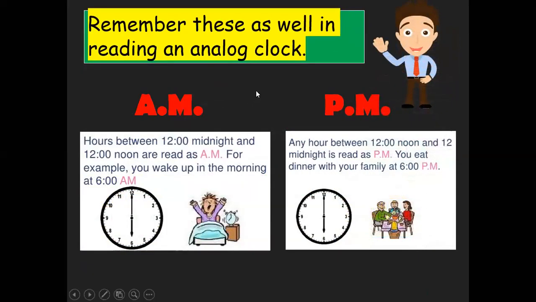Remember also that in analog clocks, we have to take note if it is in AM or PM. Why? Because there are 24 hours in a day, but the analog clock only uses the numbers 1 to 12. So, the hours in the morning between 12 midnight and 12 noon are read as AM. For example, you wake up in the morning at 6 AM, while the hours between 12 noon up to 12 midnight, or the hours in the afternoon and the evening, are read as PM. So you eat dinner with your family at 6 PM.